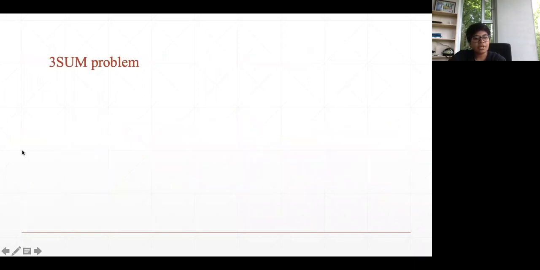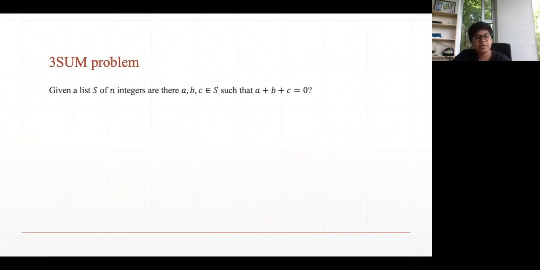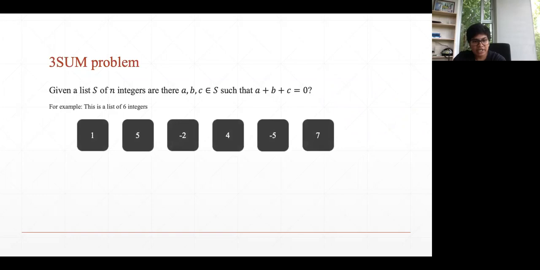Now, the 3SUM problem is very simple to describe and very interesting. What we have here is a list of n integers, and we would like to know if this list contains three elements, A, B, C, which could be repeated as well, such that A plus B plus C equals zero. Let's look at this example. We have a positive instance of 3SUM here. By taking A equals 1, B equals 4, and C equals minus 5, we know that they all sum up to zero.